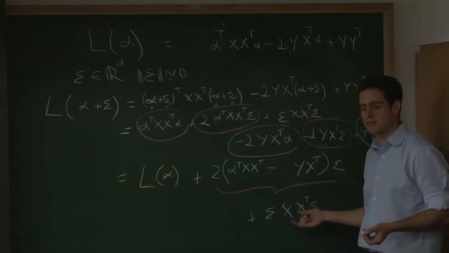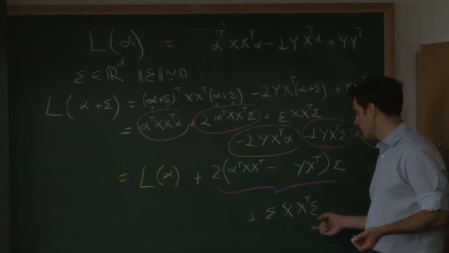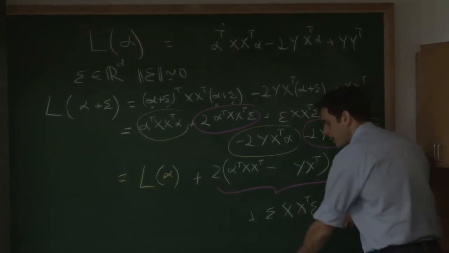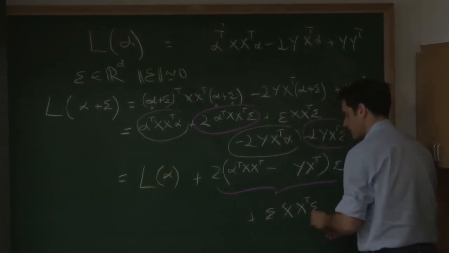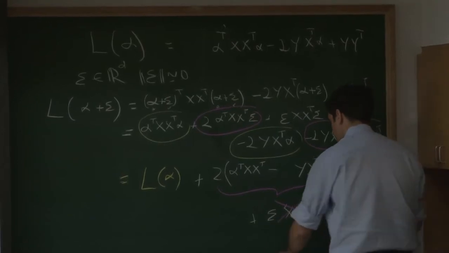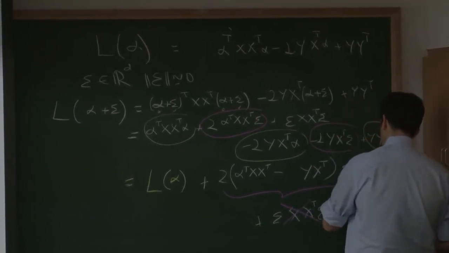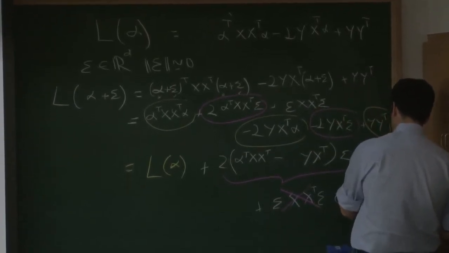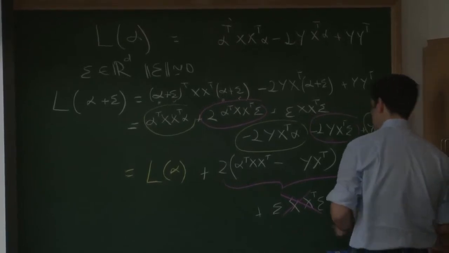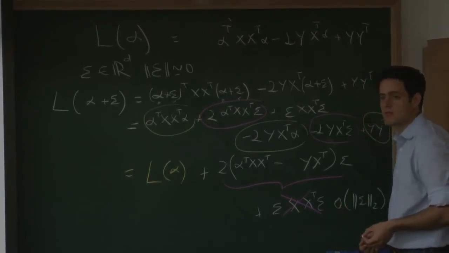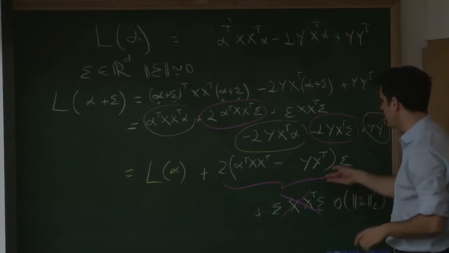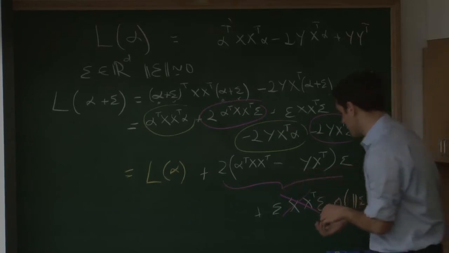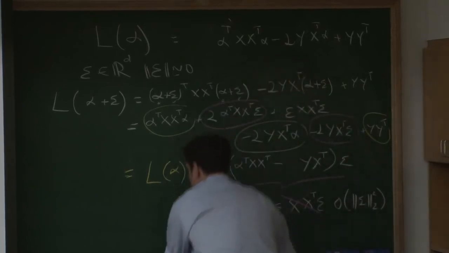And since epsilon is very small, basically, the idea is that this actually doesn't matter. This is a small o of the norm of epsilon squared. So we don't really care. Okay? What we care about is this. And so this is the gradient. The gradient is exactly this.